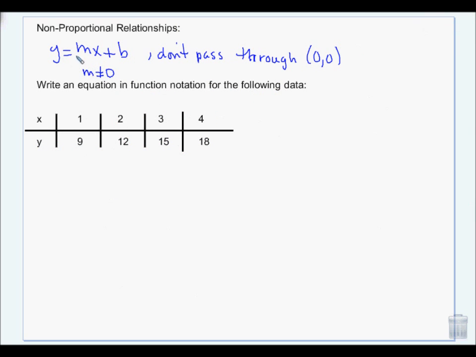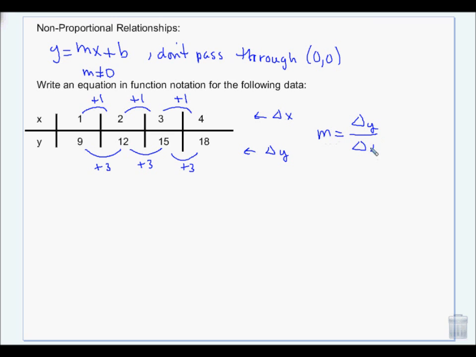Since it's not a direct variation, we have to figure these out a little differently. It's the same process, but you'll see that it doesn't quite work the same. To get from 1 to 2, I'm adding 1 each time. To go from 9 to 12, I'm adding 3, 3, and 3. So my change in y, that's the bottom, and the change in x at the top. So my slope is equal to 3 over 1, which is 3.